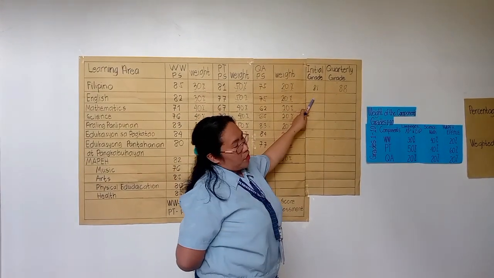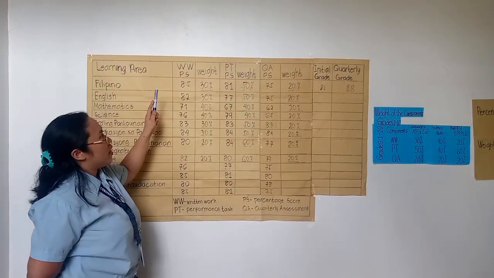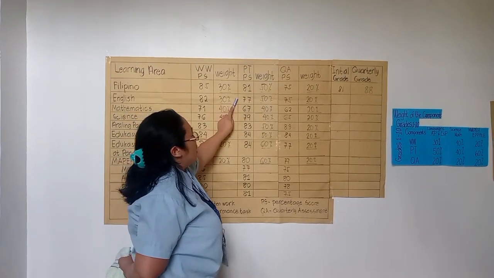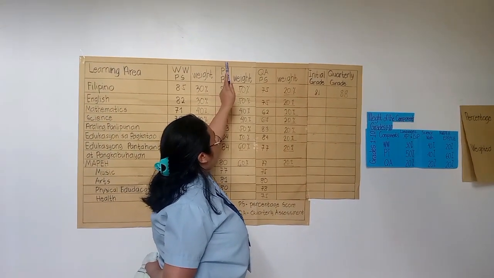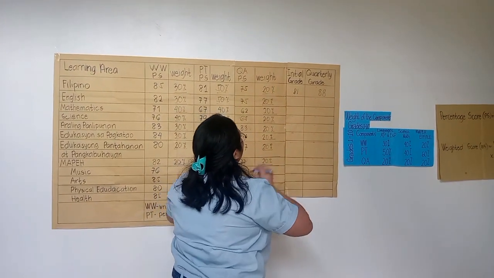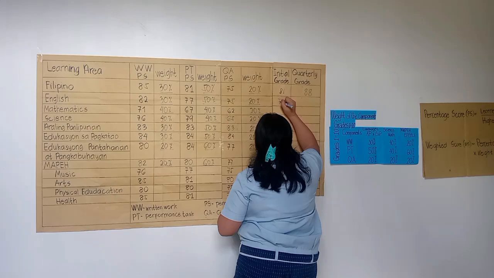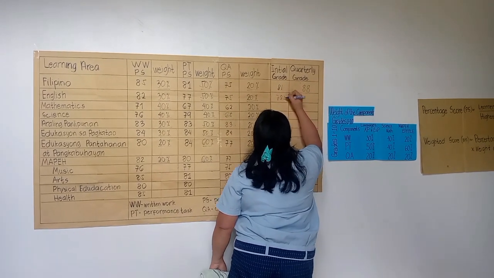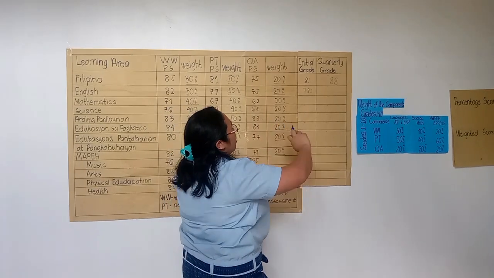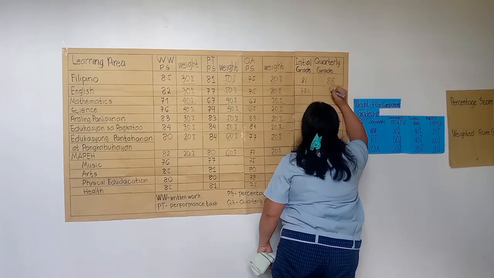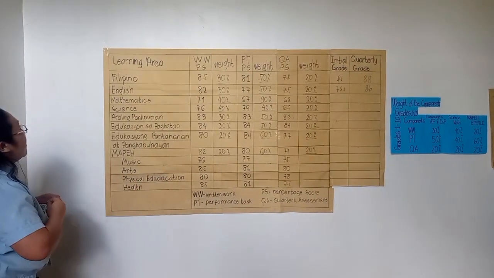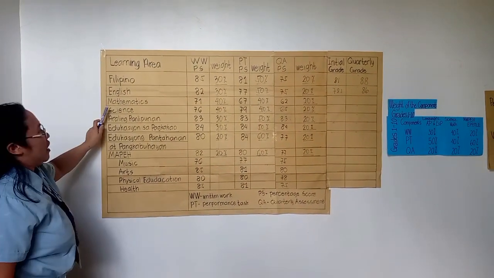So to get the initial grade, we have to add written work, performance task, and quarterly assessment. So 24.6 plus 38.5 plus 15 is equal to 78.1. So the initial grade is 78.1. And by using the transmutation table, Rico's quarterly grade is 86 for Filipino. And the next learning area is mathematics.